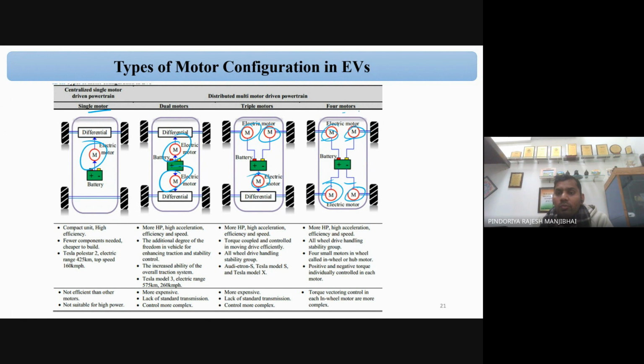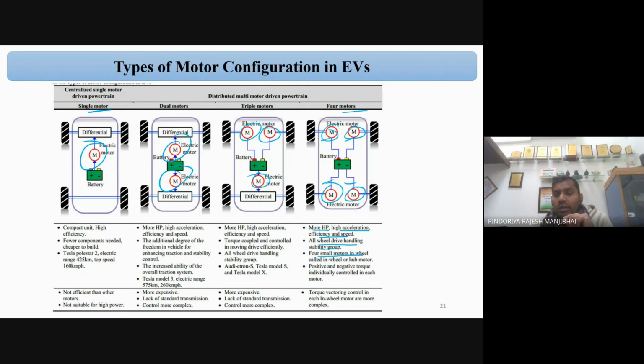With four motors, we get more horsepower, high acceleration, efficiency and speed. Obviously, with four motors we have high power. But for drive handling we have to focus on stability, because we have to manage the stability of all four motors.